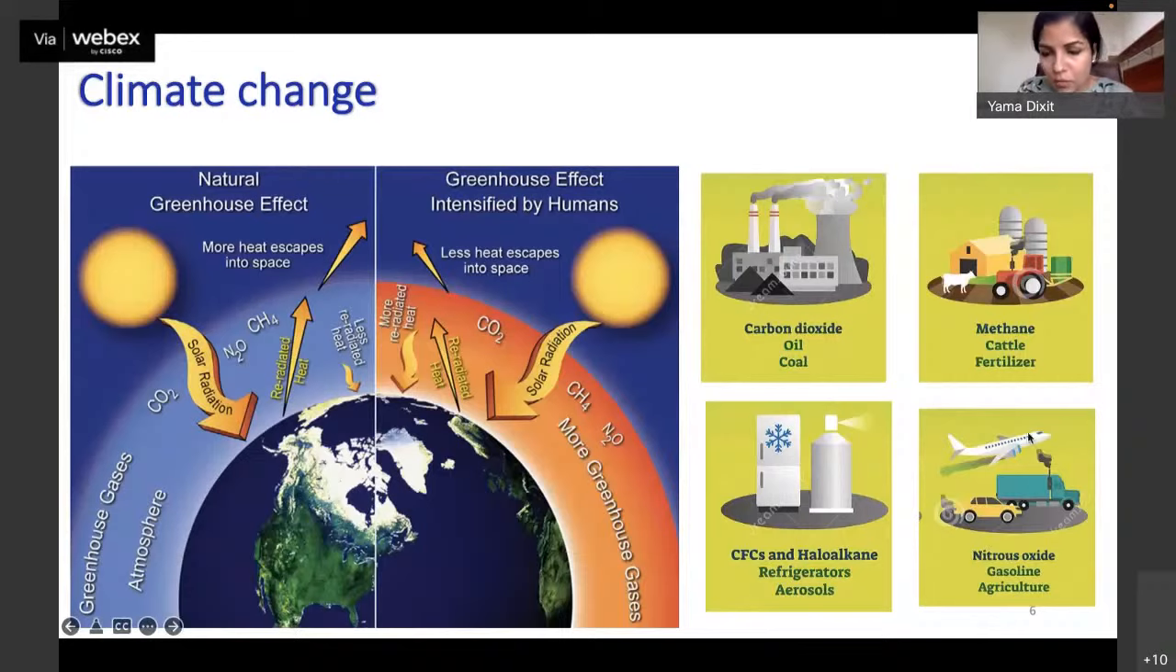Now, there's also water vapor, which is the most abundant greenhouse gas. It works in a positive feedback: the warmer the Earth is, the more water gets evaporated, and the more warmth it gives back to Earth. So water vapor is also one of the greenhouse gases.